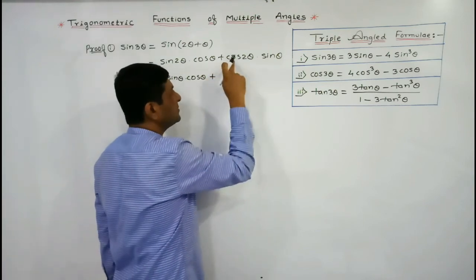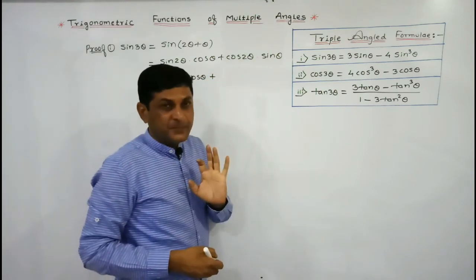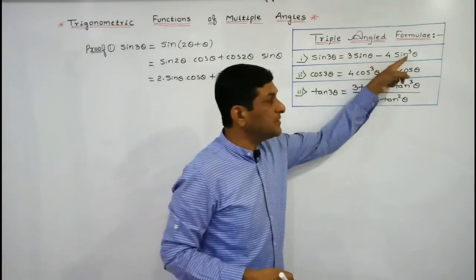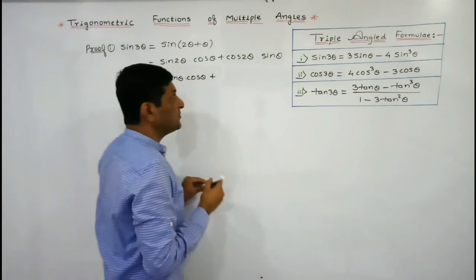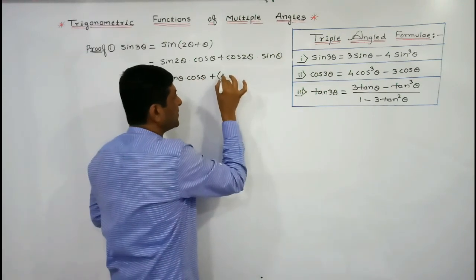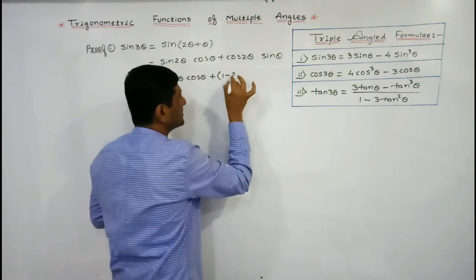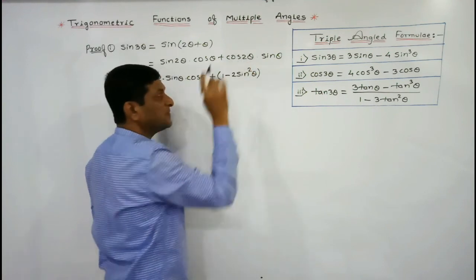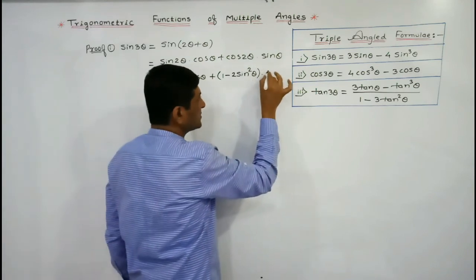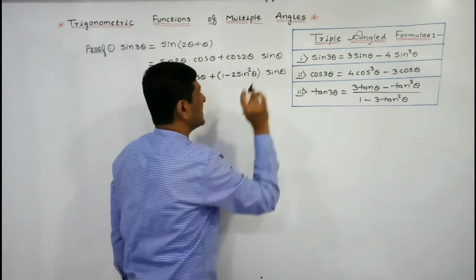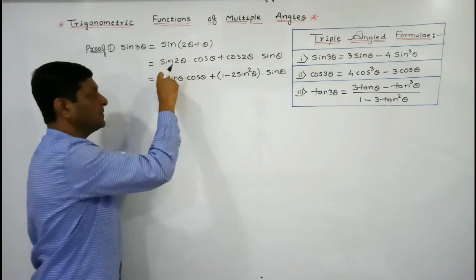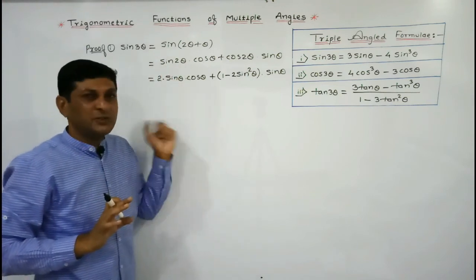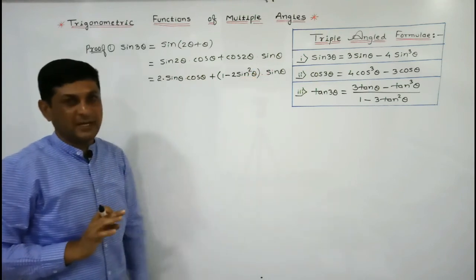This formula we have already proved in the case of double angle formulas, that sine 2 theta is equal to 2 sine theta into cos theta. Now we have to substitute the value of cos 2 theta. We have 4 formulas of cos 2 theta, but our required result is in terms of sine. That's why we are using which formula of cos 2 theta? That cos 2 theta is equal to 1 minus 2 sine square theta, into sine theta. Keep it as it is. Here we have applied the double angle formula, and here also. Now only the remaining part is to simplify this expression to get our required result.